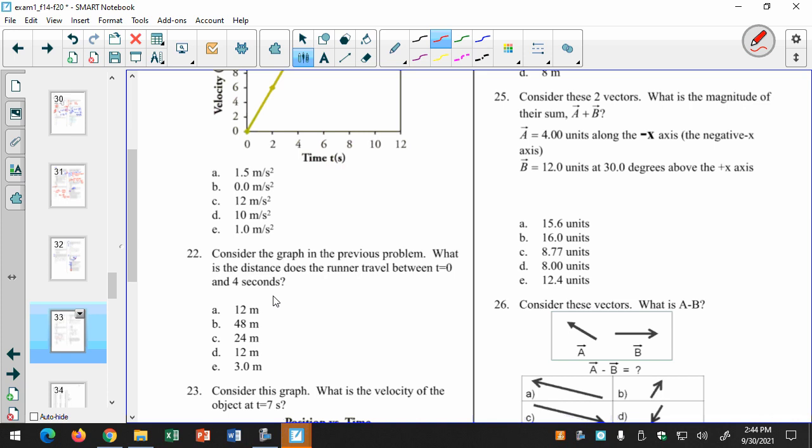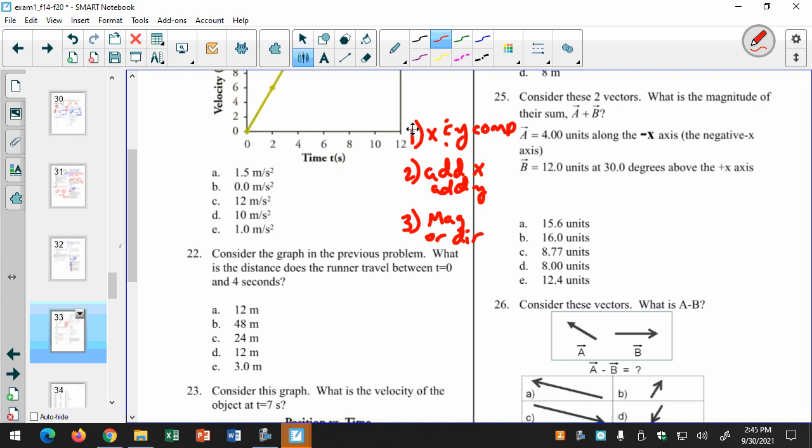There are 3 steps on these. 1, you find the x and y components. 2, you add the x and y components. Or you add the x components, you add the y components. And then 3, you find the magnitude and direction. Or usually it's r and direction. I'm usually just asking for one of those.